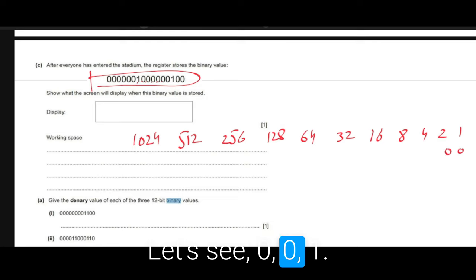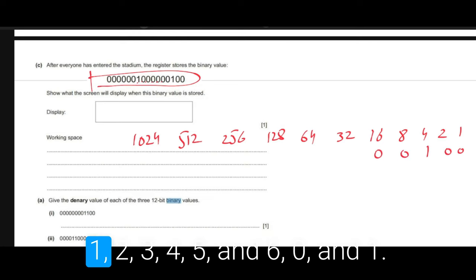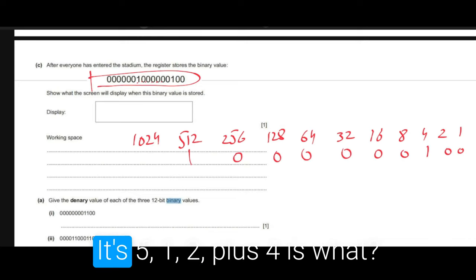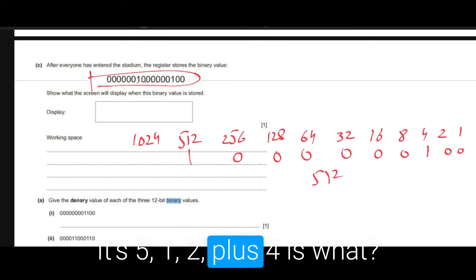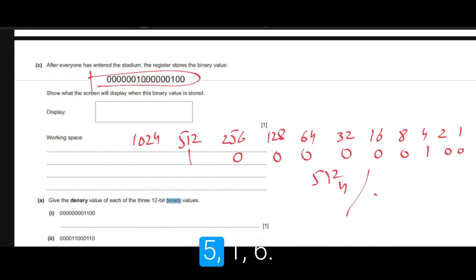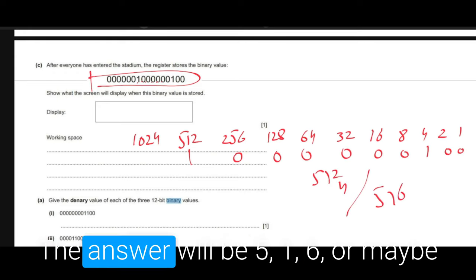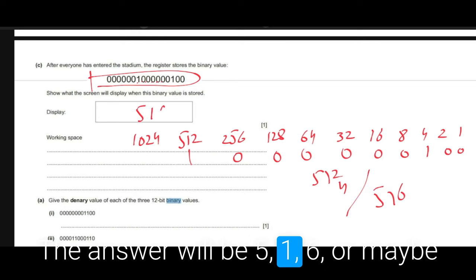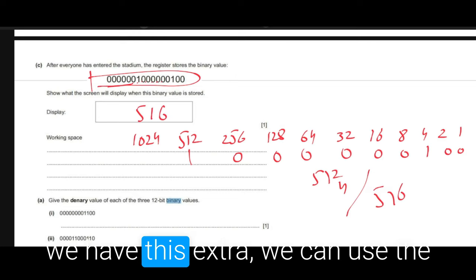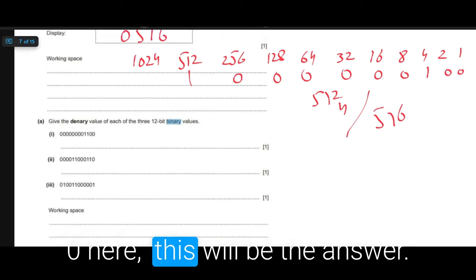Let's see, 0, 0, 1. Then we have 3, 6, 0. 1, 2, 3, 4, 5, and 6, 0, and 1. With 512 plus 4. So what? 516. The answer will be 516. Or maybe we have this extra. We can use the 0 here. This will be the answer.